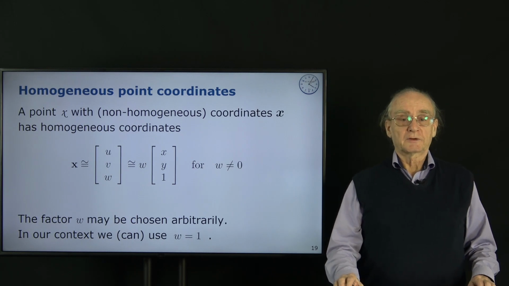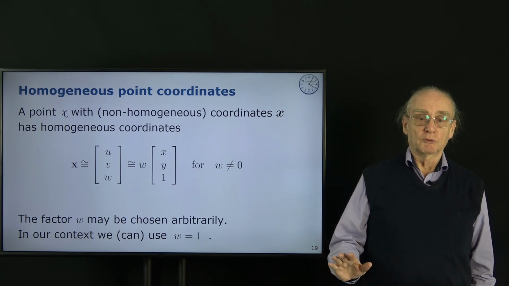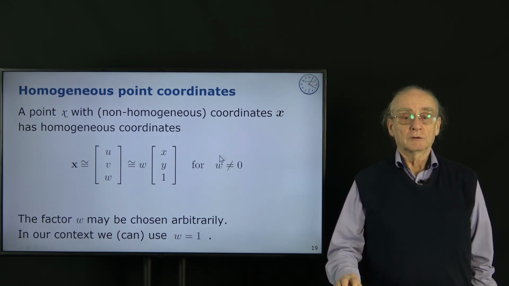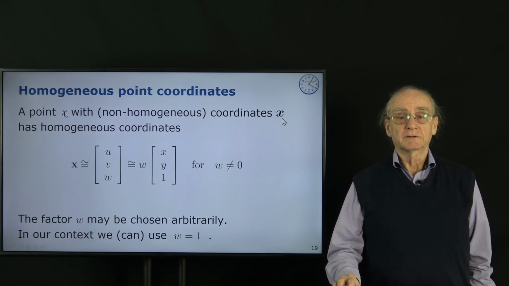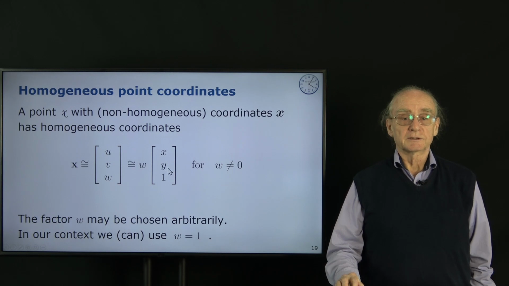So let's start with the definition of homogeneous point coordinates. A point x, it's still a point in 2D with non-homogeneous coordinates x, and you see here you have a slanted bold-faced vector, has homogeneous coordinates. Here you have the original coordinates, x, y, the Cartesian coordinates. You add a 1, you get a 3-vector. You multiply the whole thing by some factor w, which should not be 0. And then you get a new vector u v w, and you call this vector x upright.